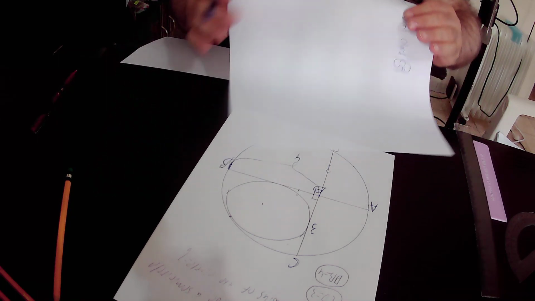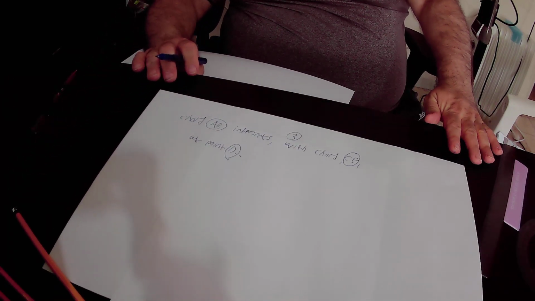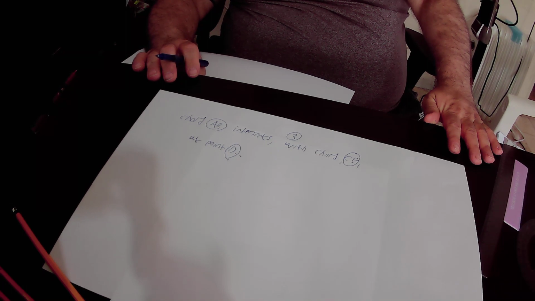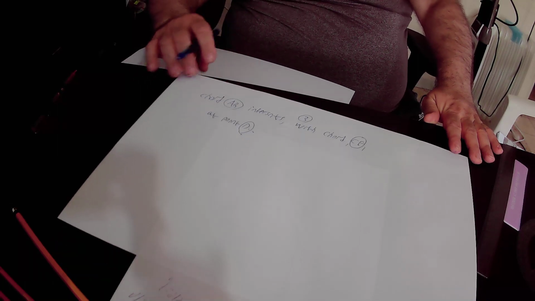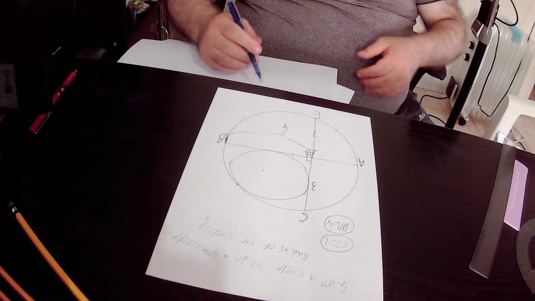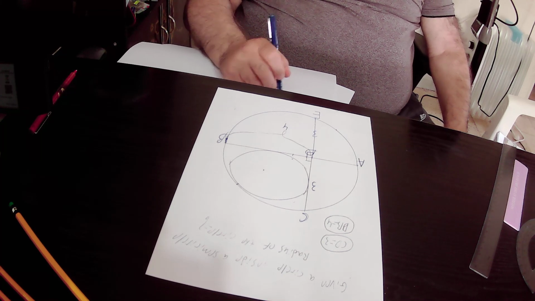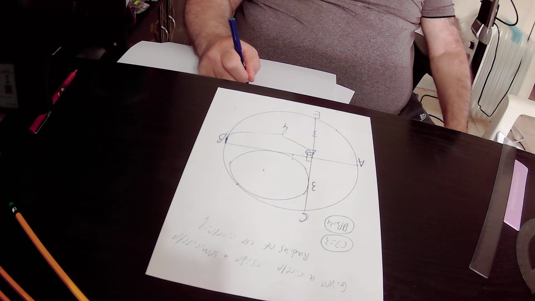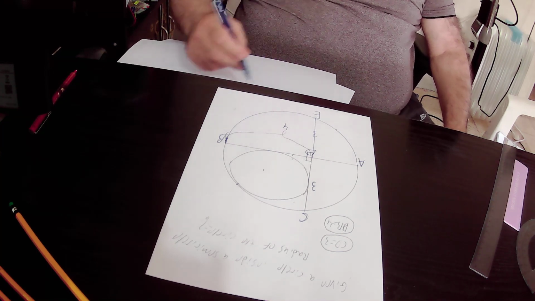I'll repeat again. Chord AB intersects with chord CE at point D. Point D is the intersection point of chord AB with chord CE. Therefore, according to rule number 1, we will get that the following equation is true: AD times DB equals CE times DE.